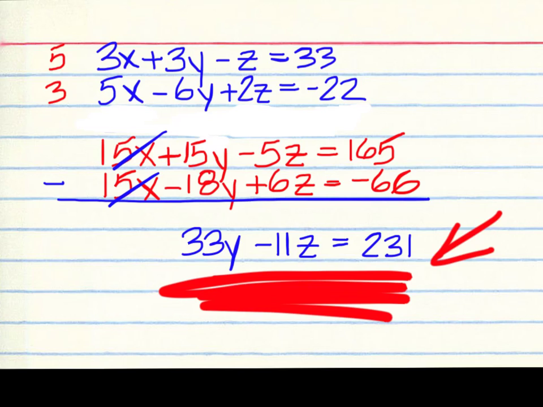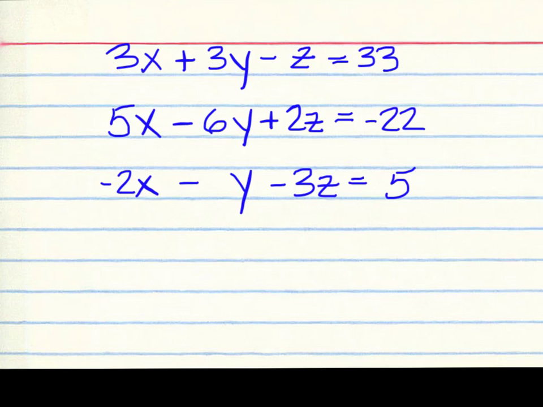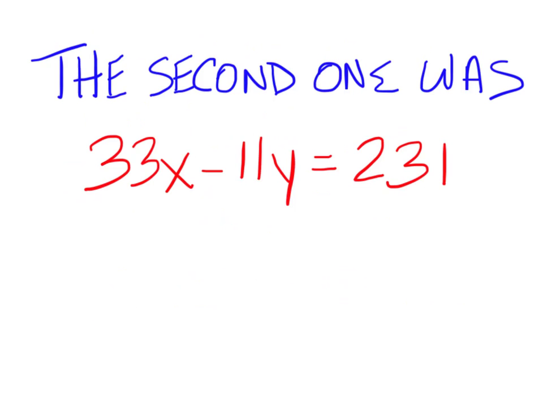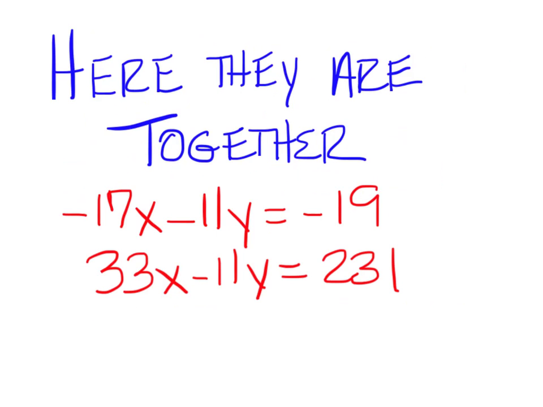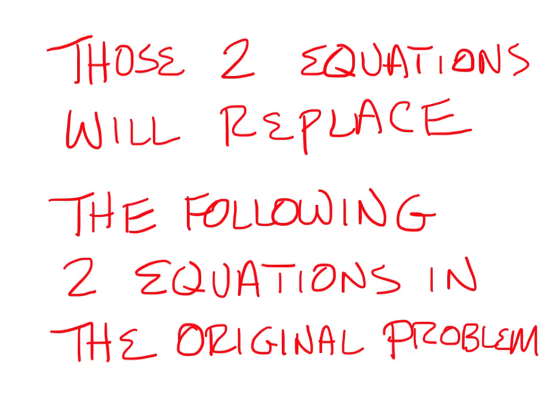So we're going to hold this and go back to the original, just like we did before. So there's your original problem. And remember the two equations we just created that we said we had to hold off to the side. The first one was this one, and the second one was this one, the one we just found. So together, they're going to look like this. So those two equations are going to replace the bottom two in the original problem.